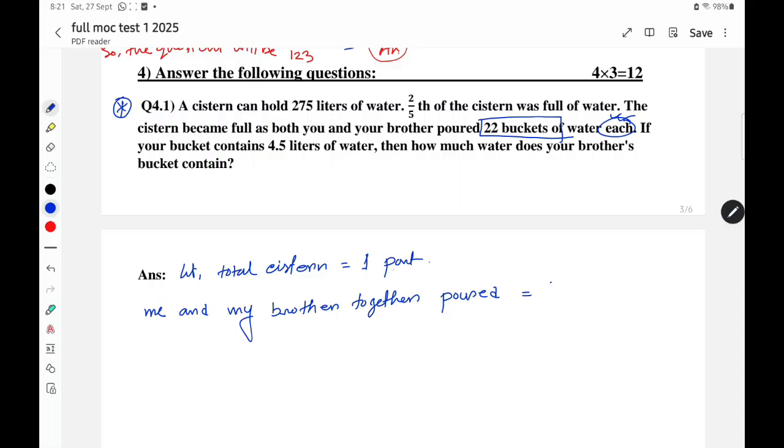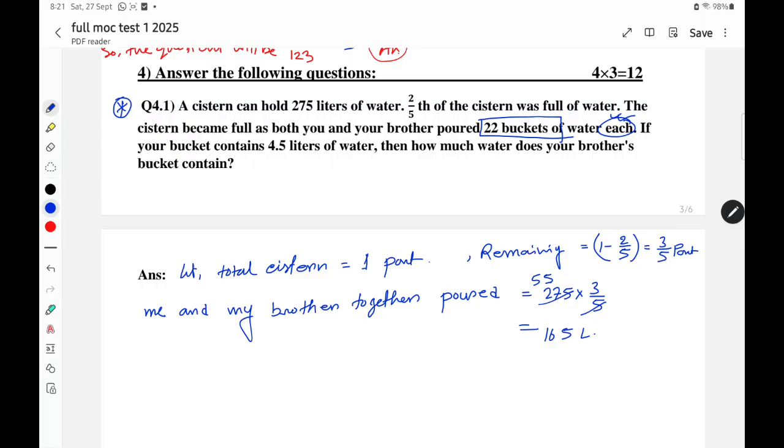আচ্ছা এখানে remaining 1 part, 2/5 already full, তাহলে remaining 1 minus 2/5, that means 3/5 part. So this 3/5 part of 275, 275 into 3/5, so I get 165 liter. This is the first part.